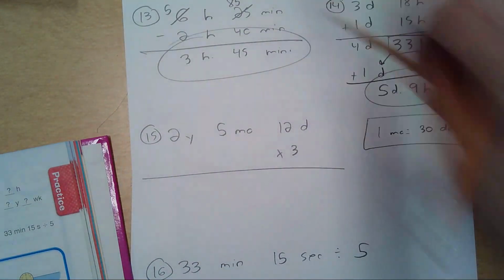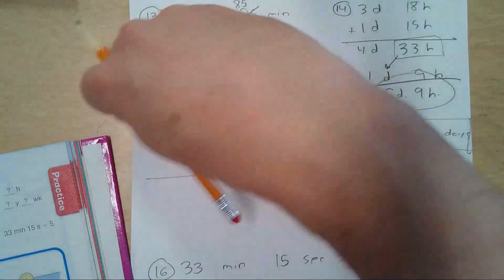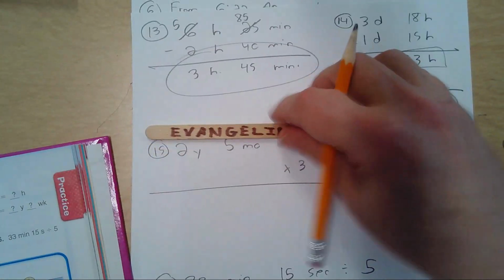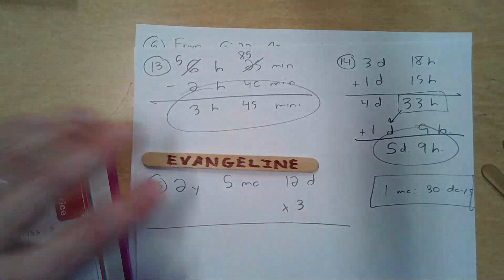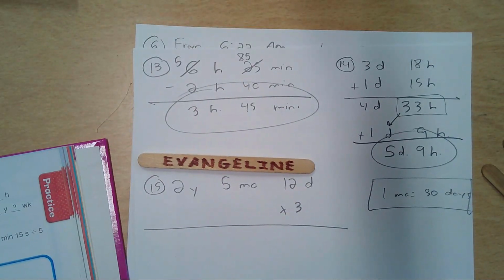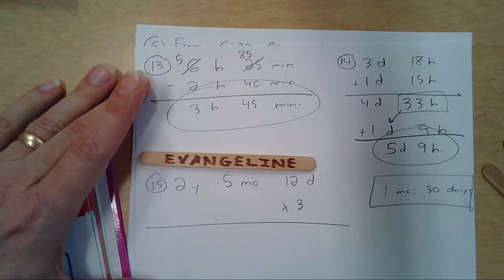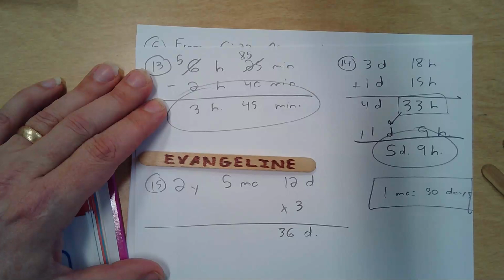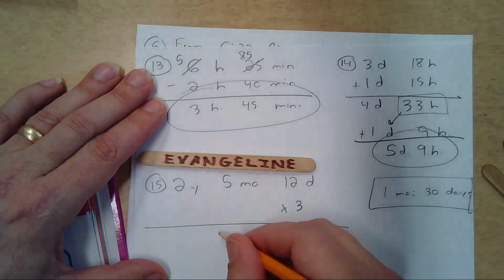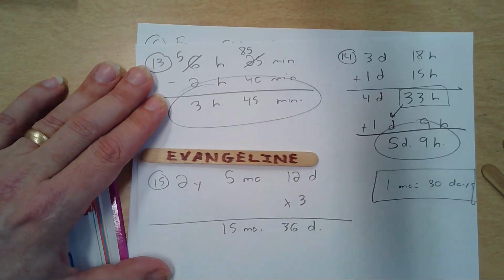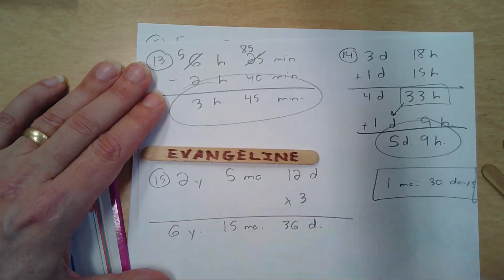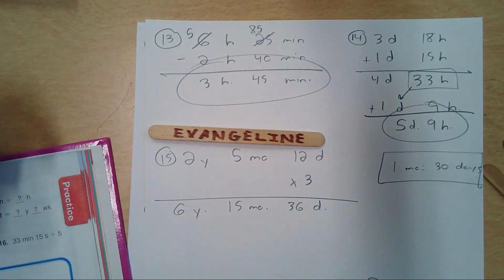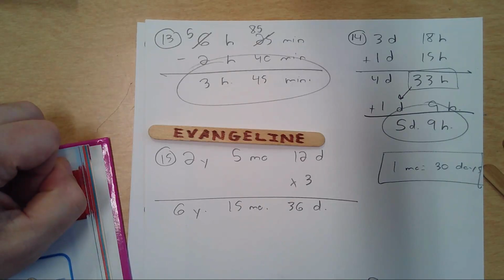All right. 15. Okay. So first I multiply the 3. 12 times 3 is 36. 36 days. And then 3 times 5 is 15 months. And then 3 times 2 is 6 years. And then I can turn that into, first I did the months into the years.